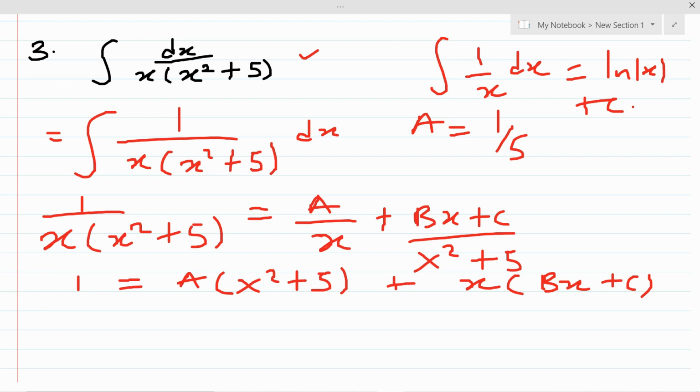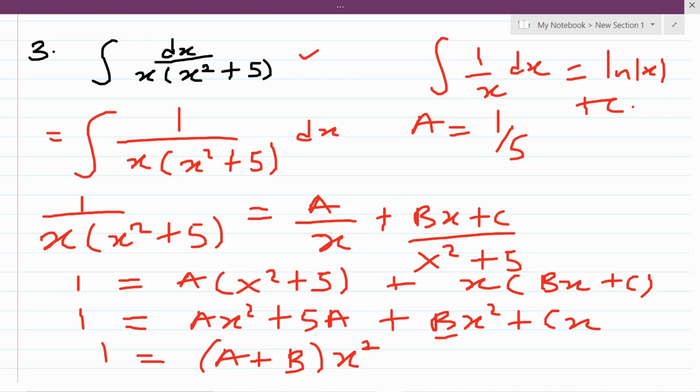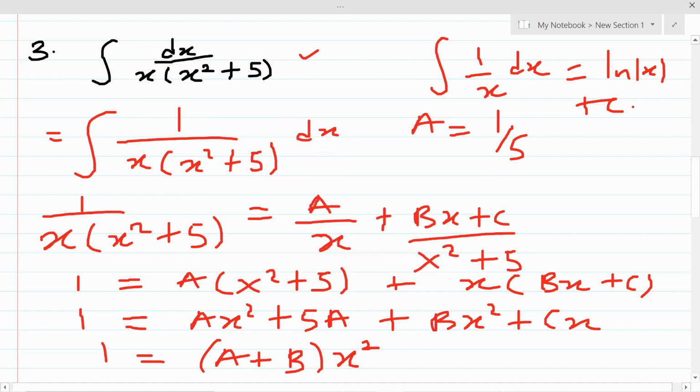So what you do is just expand the right side. Okay, and we get as squared plus 5a plus bs squared plus cx. Now we try to group like terms. So a plus b, all square, you just factor s squared out from that. Okay, and that's what we get, and then plus cx plus 5a.